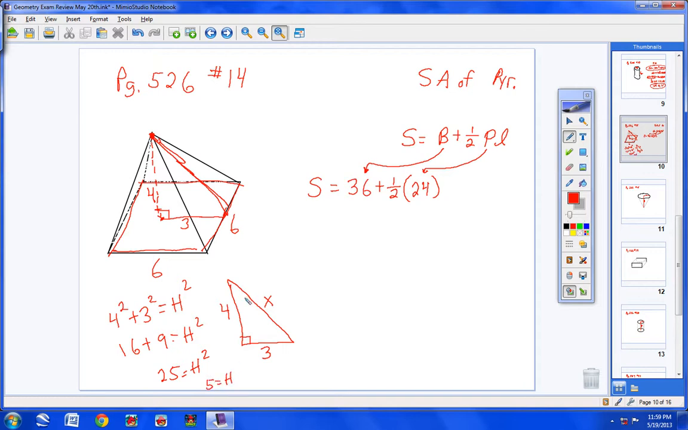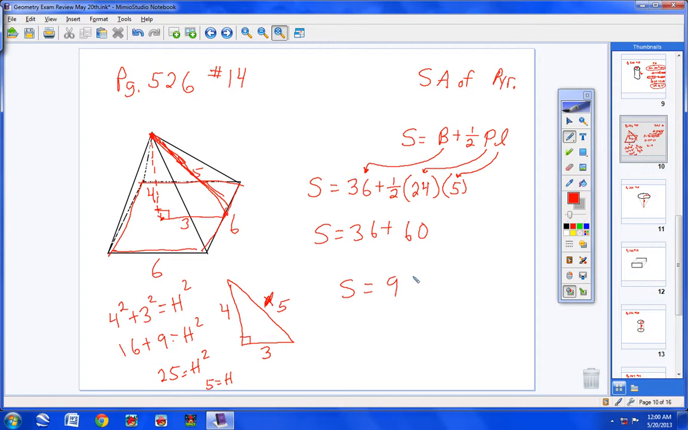Now, I know you're really good at doing that. You've done very well on those types of problems on your tests and quizzes. So we know that it's 5, so we come over here, and this is a 5. That means my slant height right here is 5. So now, L right here, see this L right here? That means slant height, so your slant height is 5. So you put a 5 right there. And now it's just a calculator problem. We have 36 plus 60. With your calculator, if you take 1/2 times 24 times 5, you will get 60. And now add those together and you'll get 96.